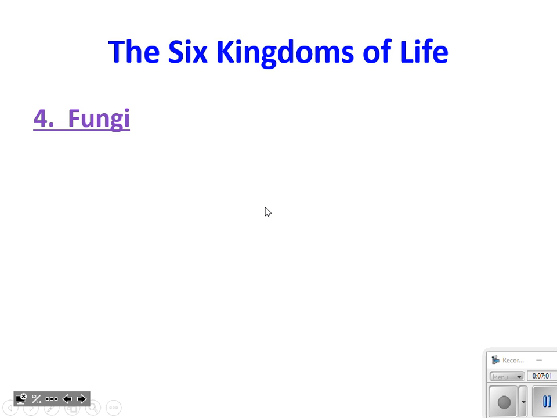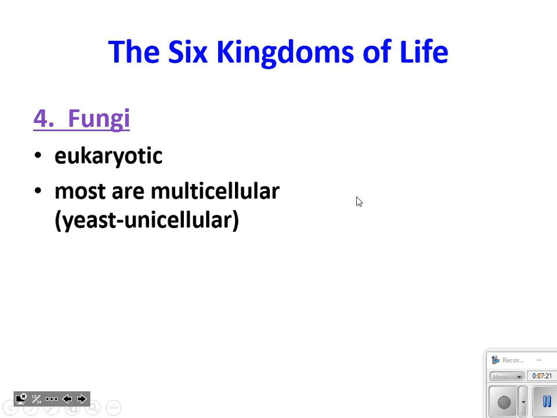The next kingdom we're going to talk about is fungi. And when we discuss this fungi, the picture that you have in your notes is of that mushroom. So fungi are, once again, eukaryotic. They're in the eukarya domain. They've got to be eukaryotic. Most are multicellular. An example of one that is not multicellular is yeast. Yeast is a unicellular fungus.